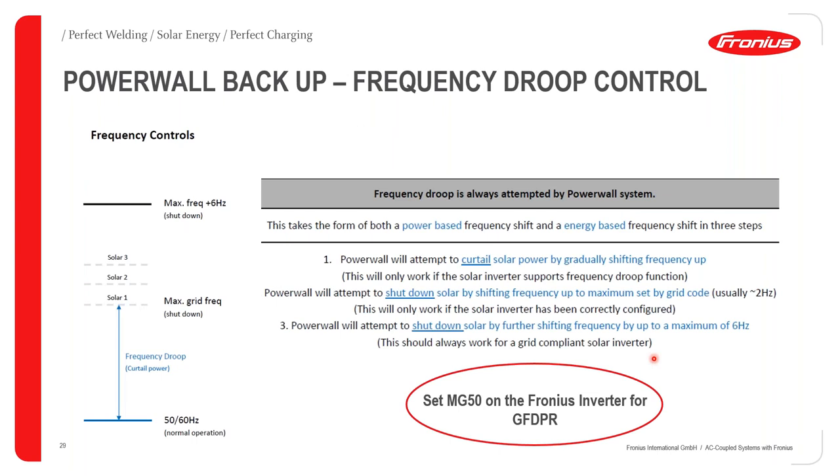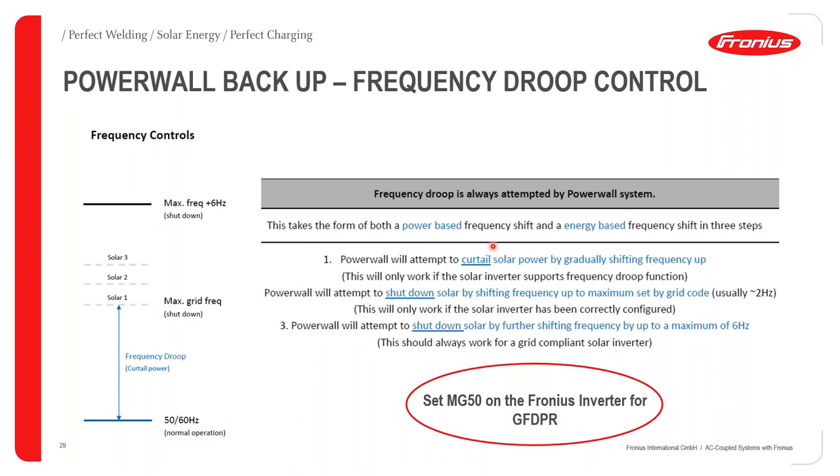Moving on, we will now discuss the frequency droop control of the Tesla Powerwall. I just want to give you a quick definition of what frequency droop control exactly is. Frequency droop control is when the output power of a generator, which in this case is the Fronius inverter, decreases as the frequency of the line increases. And again, the line is considered to be the Tesla Powerwall.